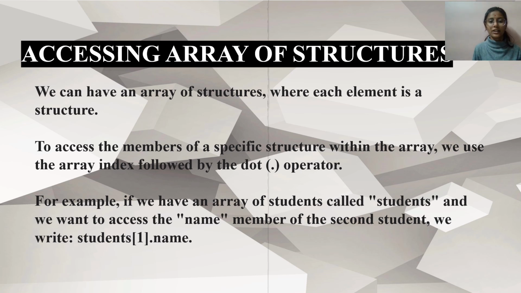We have an array of a structure where each element is a structure. To access the member of a specific structure within the array, we use the array index followed by the dot operator. For example, if we have an array of students called student and we want to access the name member of the student, we write it as student[1].name.